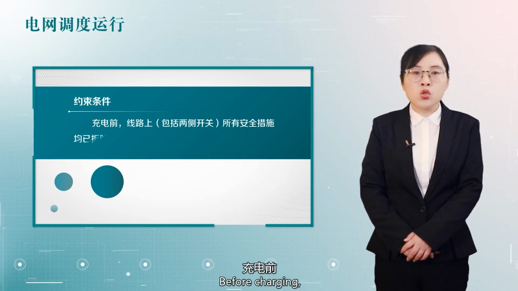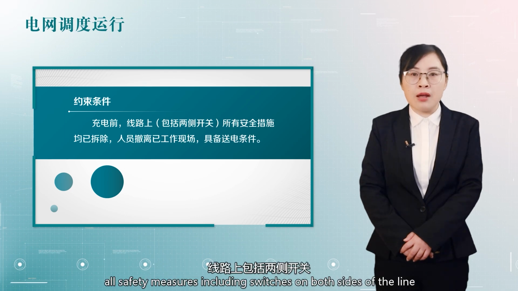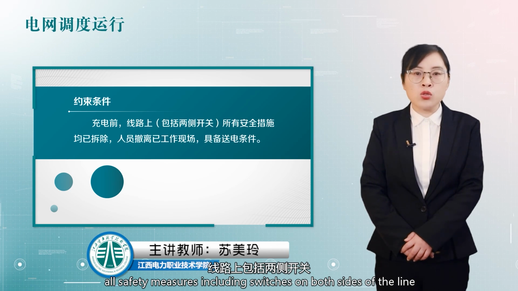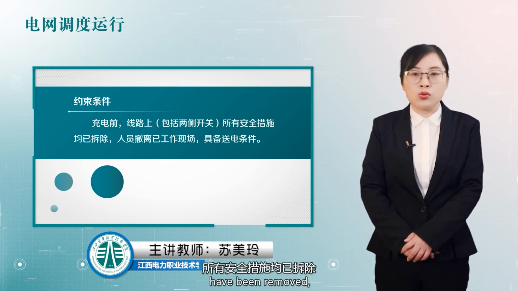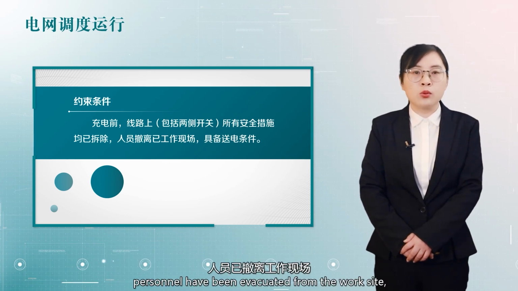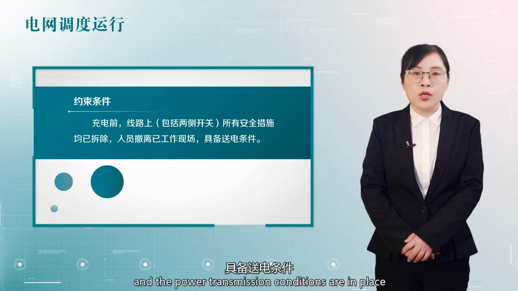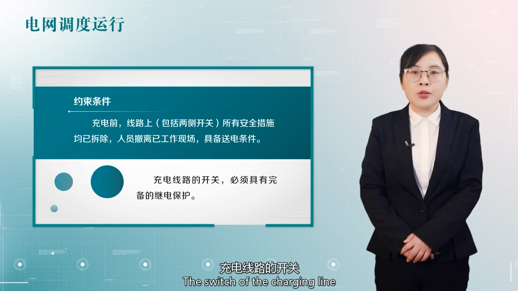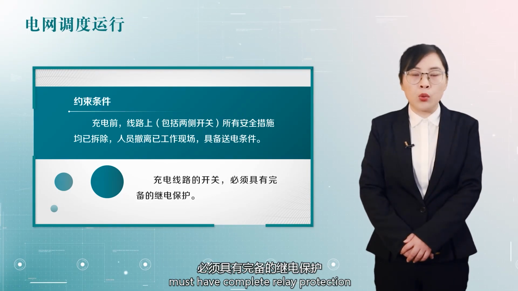Point 1. Before charging, all safety measures, including switches on both sides on the line, have been removed. Personnel have been evacuated from the work site, and the power transmission conditions are in place. Point 2. The switch of the charging line must have complete relay protection.